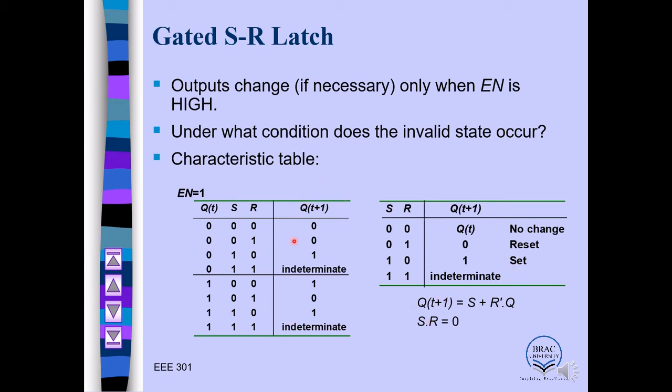If you draw the K-map for this one, Qt plus 1, and for S and R, you will find this kind of equation. So this is Qt plus 1 equals S plus R prime Q, where Q is Qt. You can simplify your K-map and you will find this kind of equation.